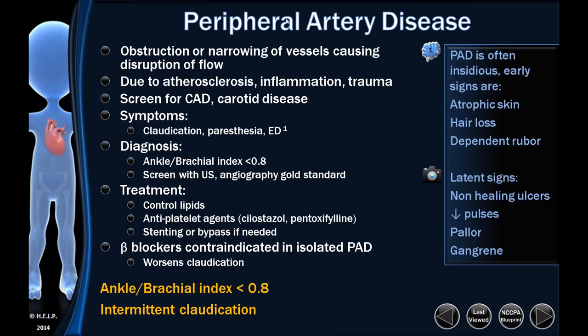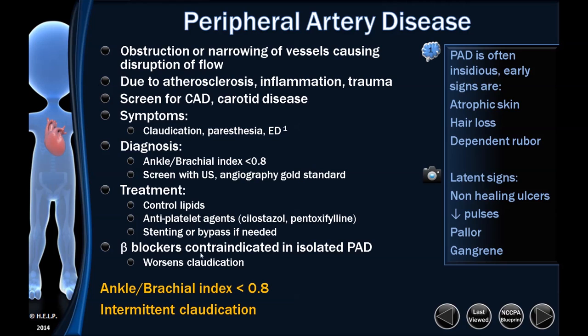The initial test of choice for a patient with peripheral artery disease is the ankle brachial index of less than 0.8. Once you have done the ABI, then you can screen with ultrasound and do angiography. Angiography is the gold standard. So in the office, the best test to screen for peripheral artery disease is the ankle brachial index. Then once you know that it's positive, you do these tests. Treatment for peripheral artery disease is to control the lipids, and antiplatelet agents like cilostazol or pentoxifylline are used. They're FDA approved. And then you can also do stenting and bypass if it's needed.